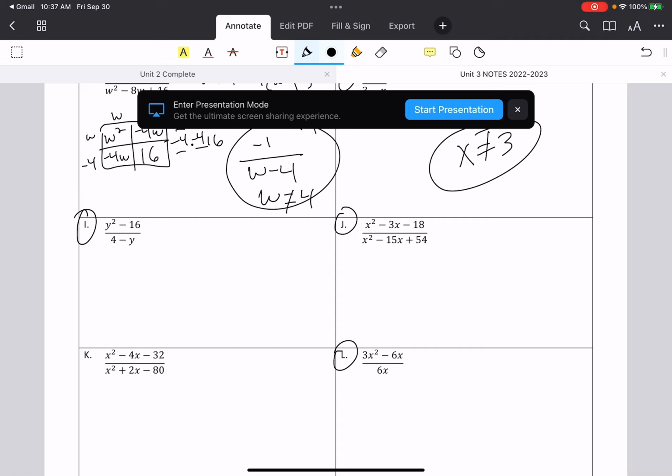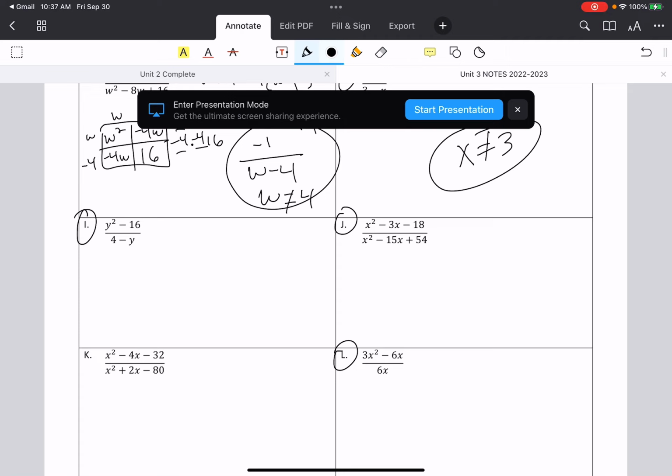Is there always going to be an excluded value? That's a good question. No, there is not. If the only x in the denominator gives me imaginary roots, those are non-graphable, so they don't affect the domain. Remember we talked about that last unit? So if my only excluded values are imaginary, then there are none, and we would just say no excluded values.